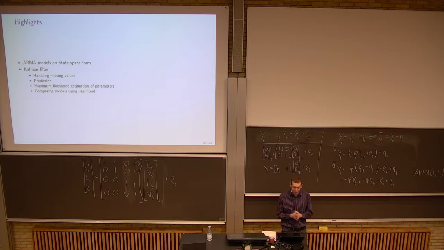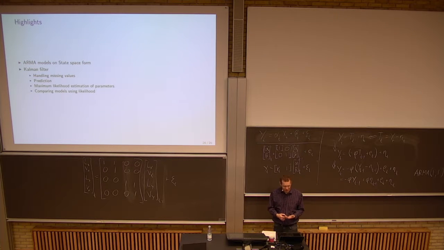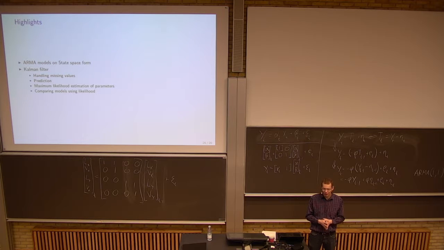So we've looked at ARMA models and state space form, what happens when you add noise to it as well to make it more general. What happens when you start handling missing observations, predictions when you have missing observation, prediction in general, likelihood estimation, and also you can say how to optimize things and how to compare different models.